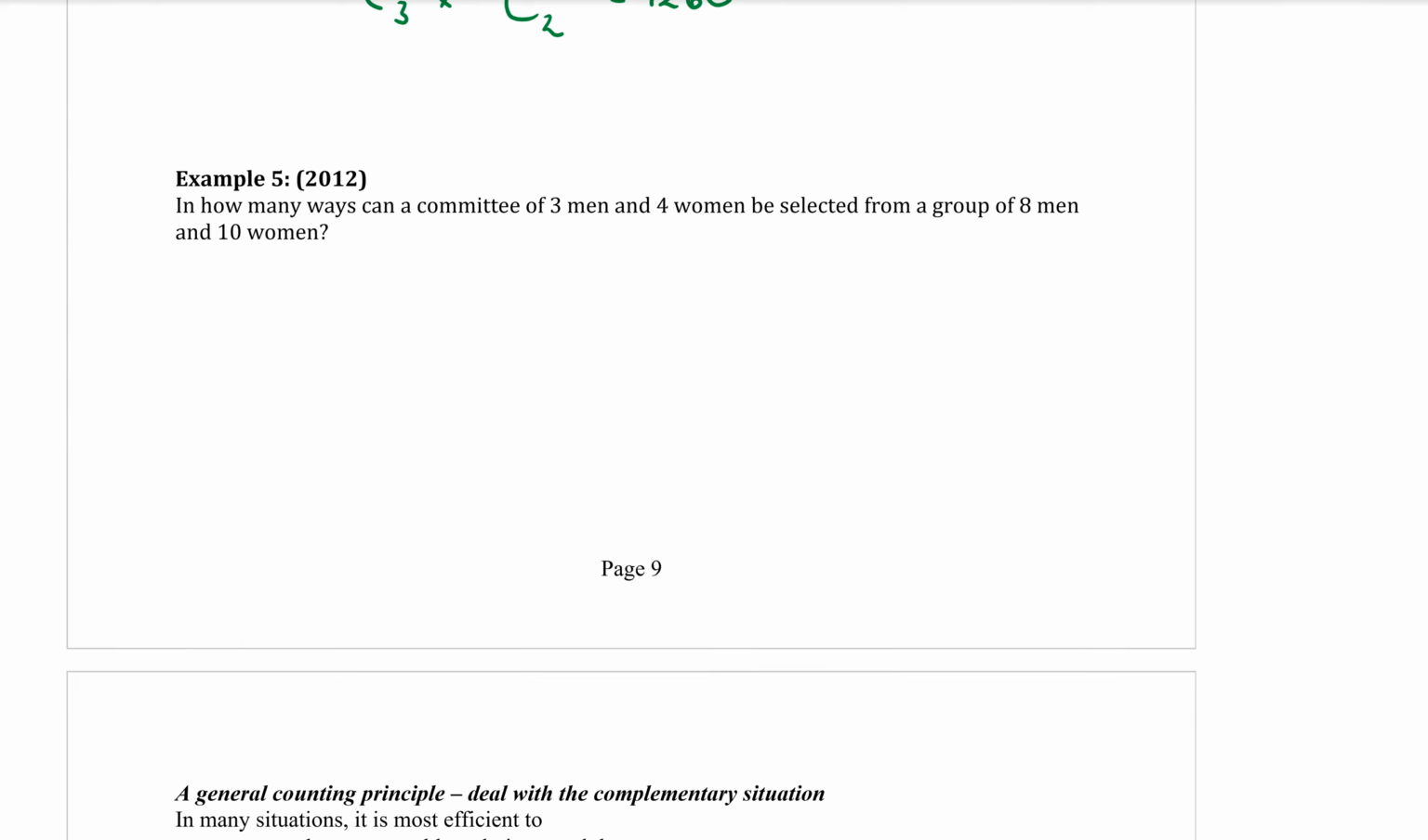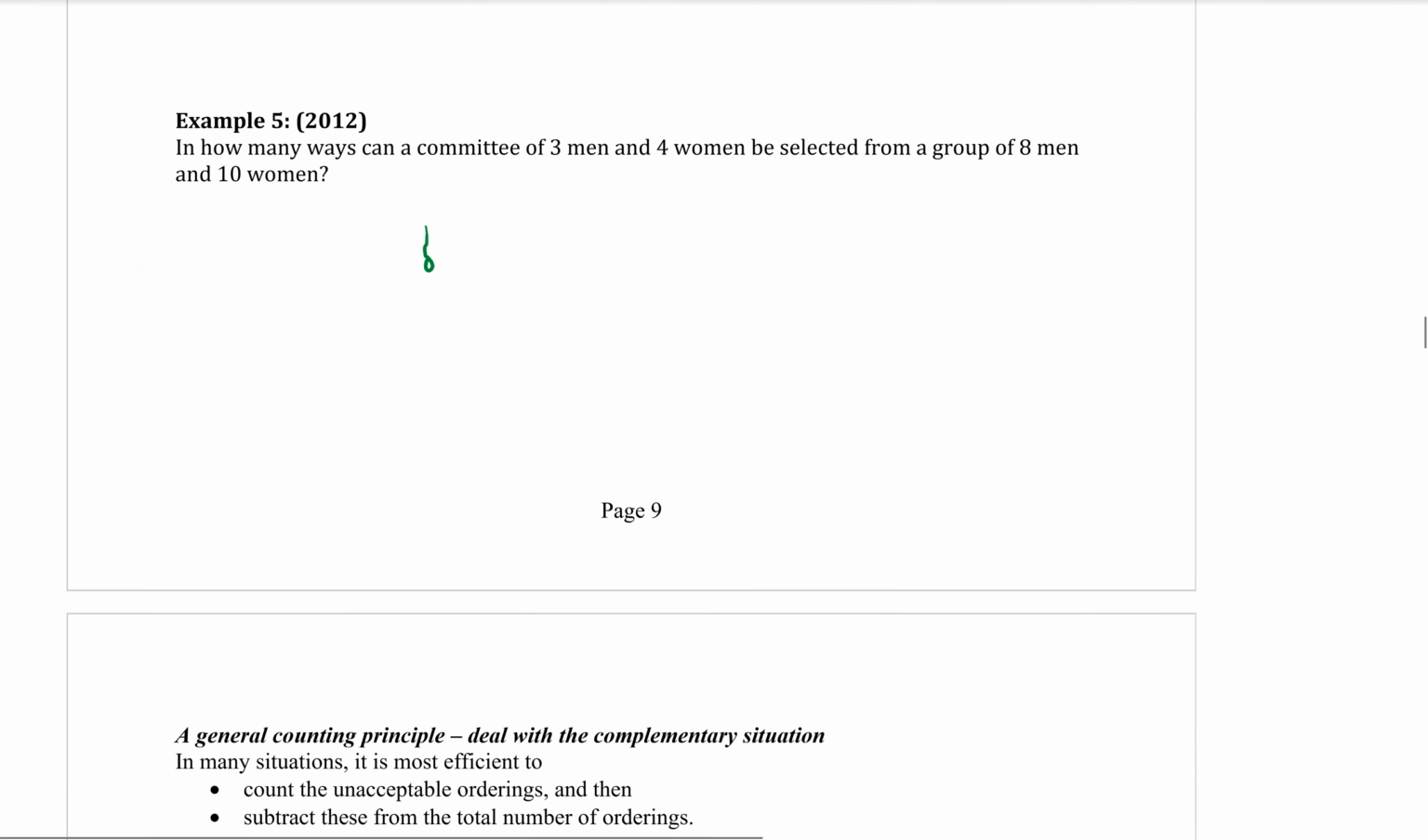I have 8 men in total and I need 3. So it's 8C3 times, now I need the women, I have 10C4. If you did it the other way around, it's the same. You could do the women first. It's multiplying, doesn't matter which one goes first.